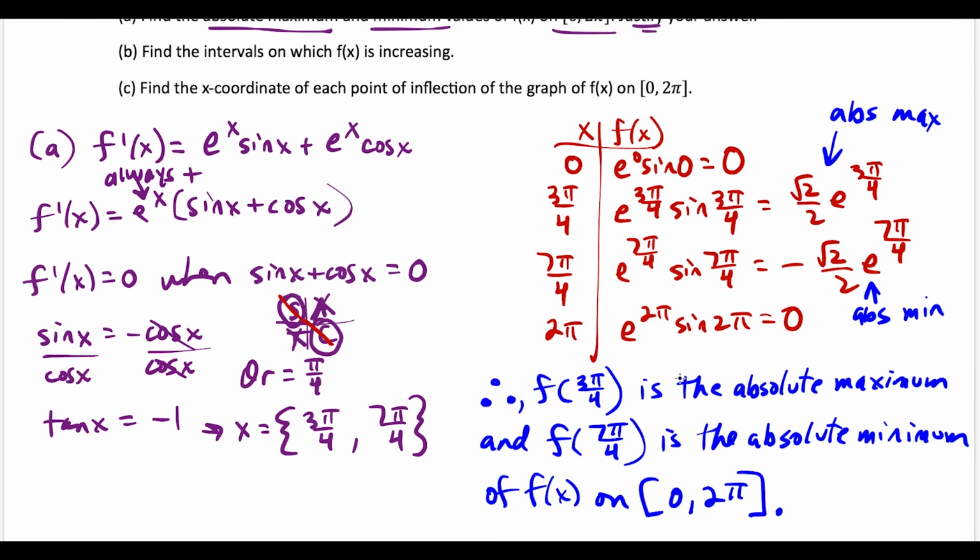Now remember, the question said to justify our answer, but us finding the critical points, plugging them into the original function and the endpoints, this is us using the extreme value theorem to justify our answer. So this would get full credit.